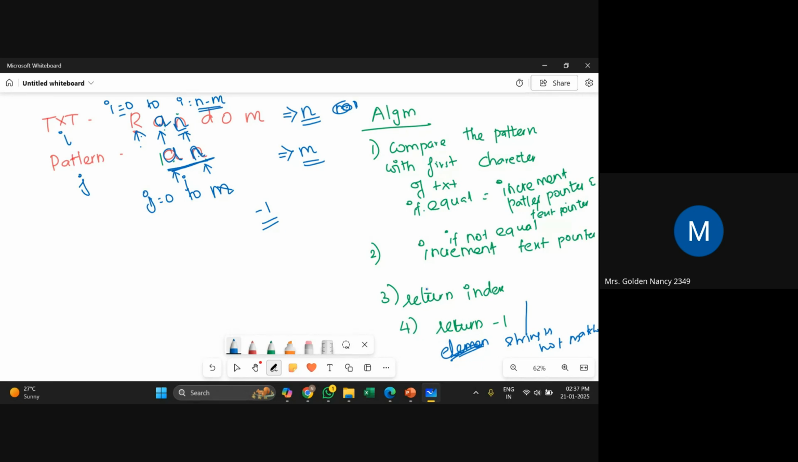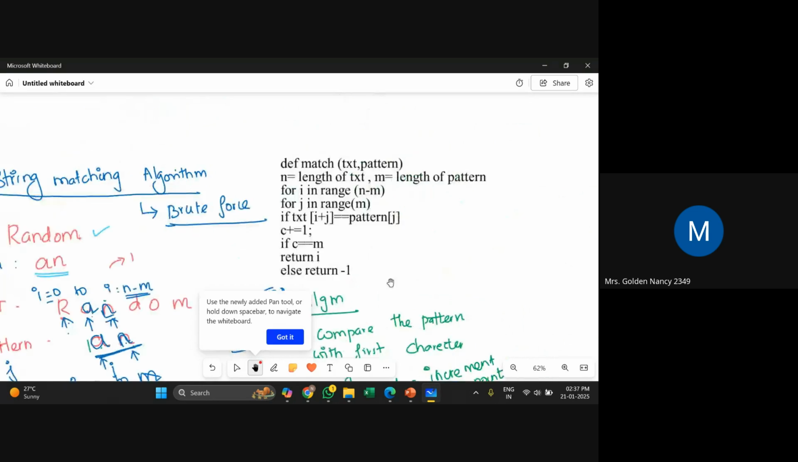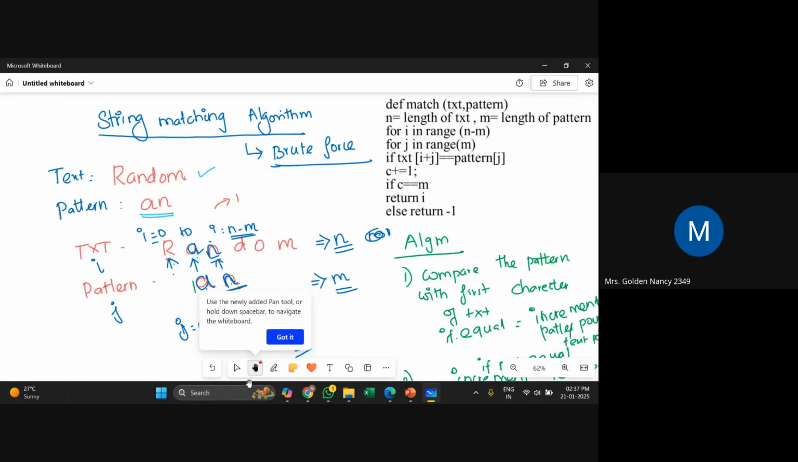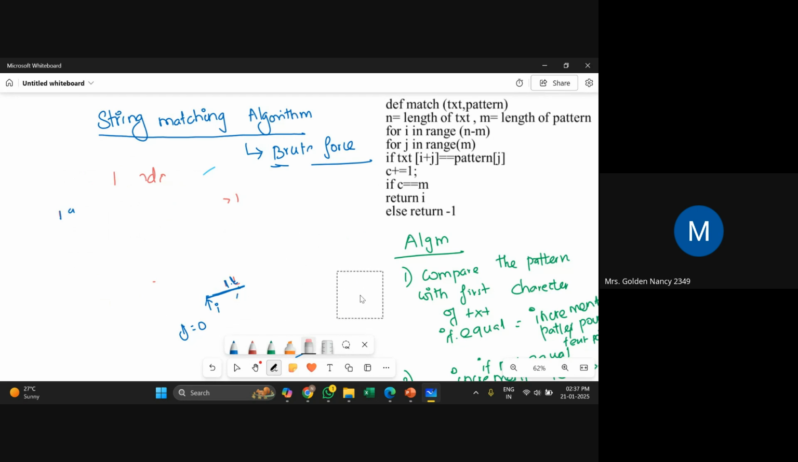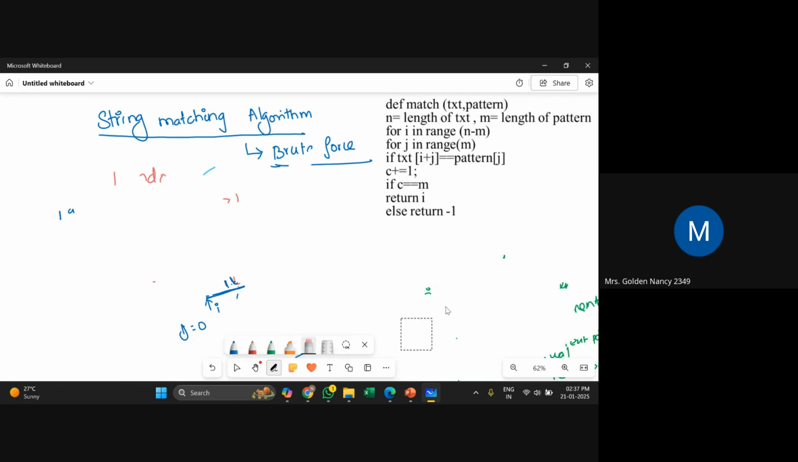So we'll see the coding part. I have taken basic Python code. We'll go through this algorithm and check the working of the algorithm, this pseudocode as well as the example. So please listen carefully. Fine, so we'll start.